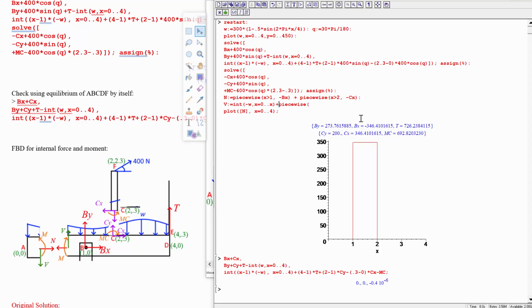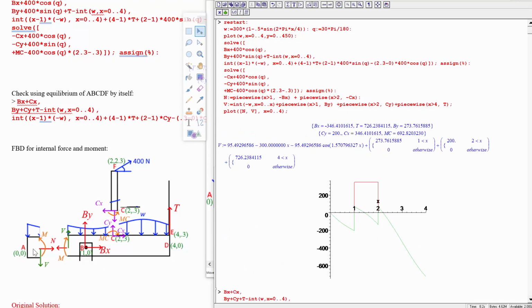Then we're going to add in a piecewise function that accounts for all of the point forces that we have. So V is going to increase by by after we cross x is 1, so if x is greater than 1, by. Then a piecewise increase again after we cross point C by cy. And just to close it out and make sure that it goes back to 0, after we cross point E by the tension. Okay, let's plot that as well.